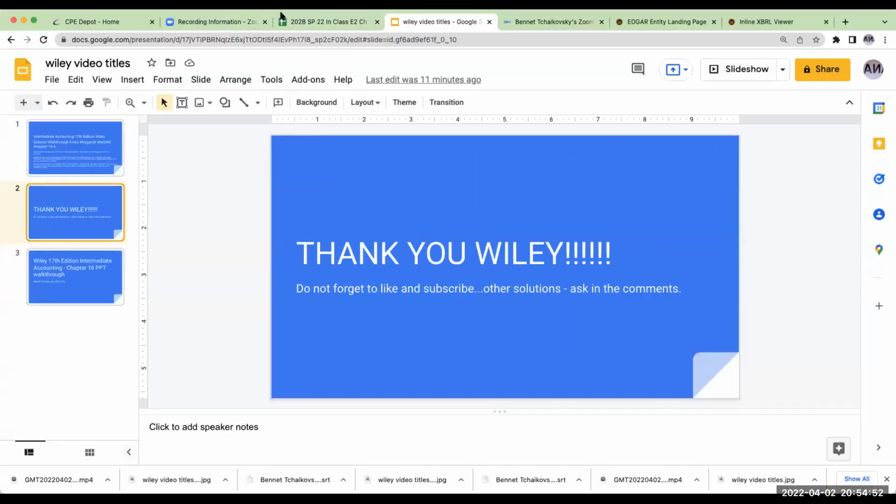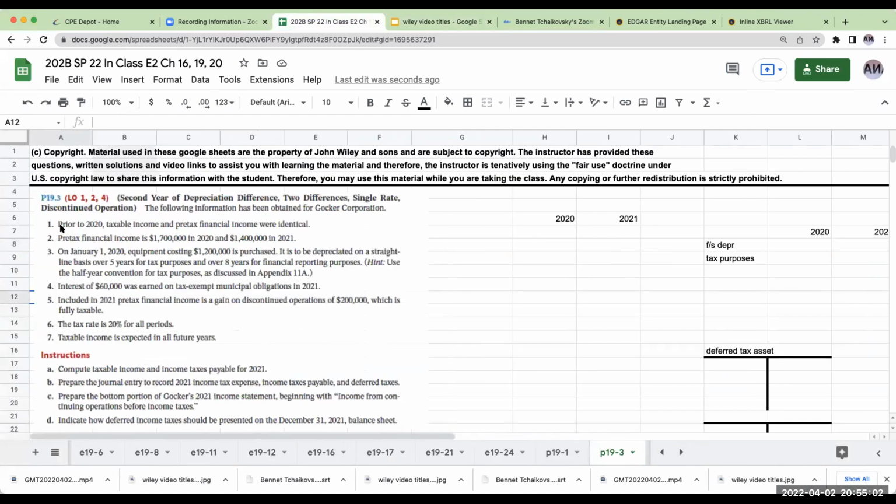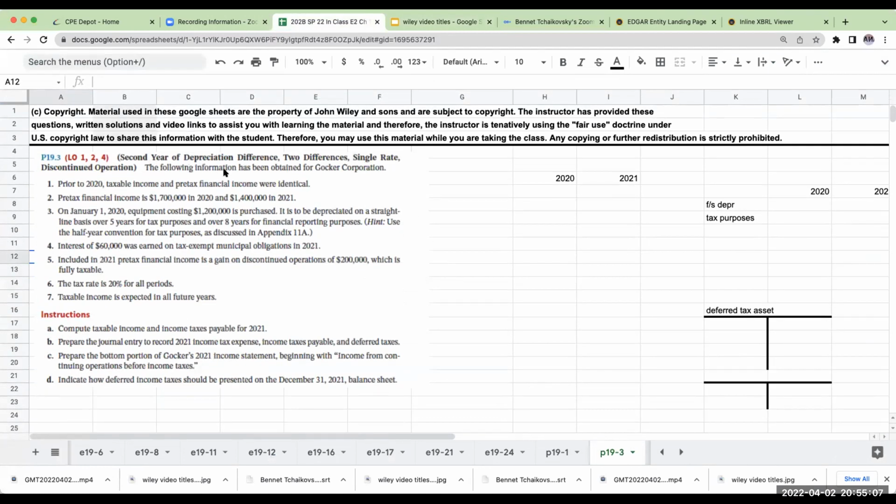Let's get to it. So right over here, we've got problem 19.3. And let's just digest this for a little bit. We've got a second year of depreciation difference, and prior to 2020, taxable income and pre-tax financial income were identical. So that's important. Pre-tax financial income is 1.7 million in 2020, and it is 1.4 million in 2021.